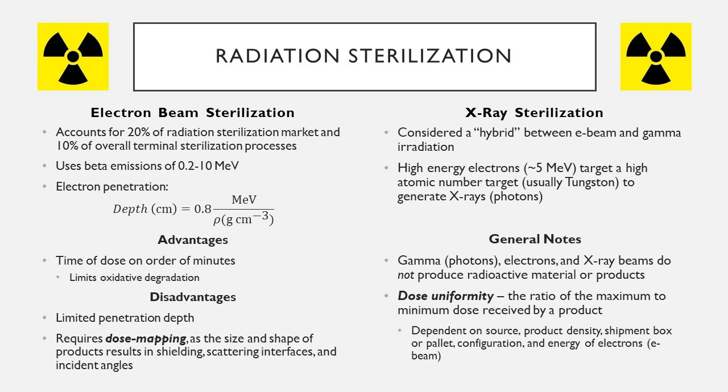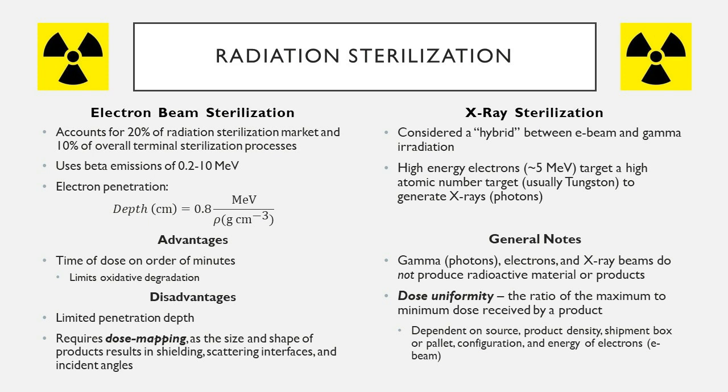Another radiation sterilization method is called electron beam sterilization, or more simply, e-beam sterilization. This method accounts for 20% of all radiation sterilization processes and 10% of the overall terminal sterilization process. This process uses a variety of different technologies to accelerate electrons to the 0.2 to 10 mega electron volt range, producing high energy beta particles that emit and then penetrate into the device that you want sterilized. One of the big advantages of this is that it doesn't use any radioactive components. These electron accelerators are kind of like lamps that can be turned on and off without the use of a radioactive device that themselves produce radioactive beta particles.